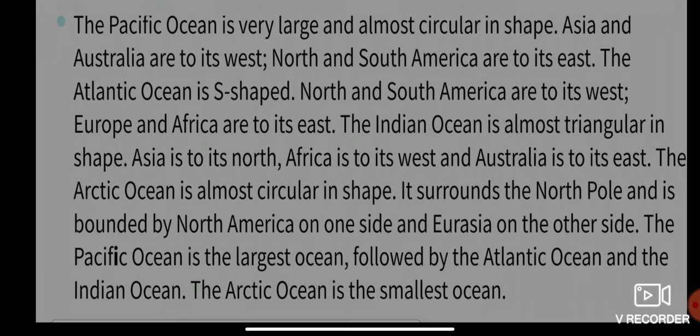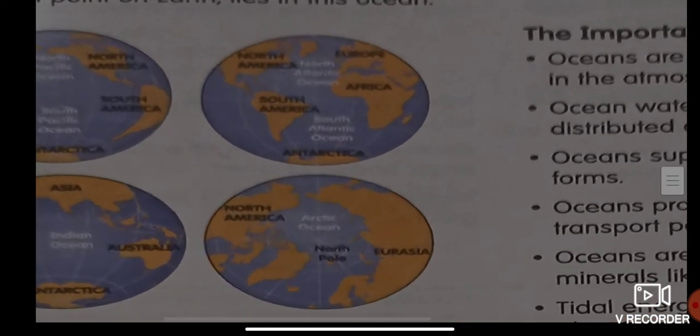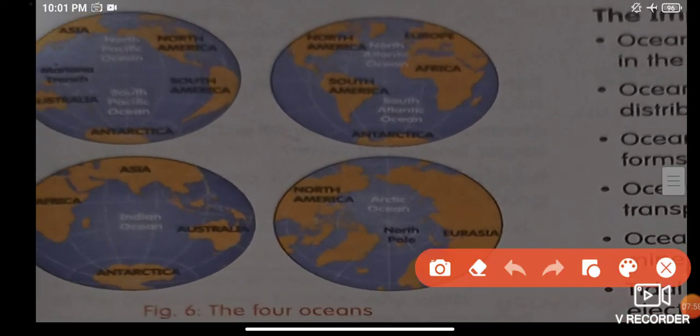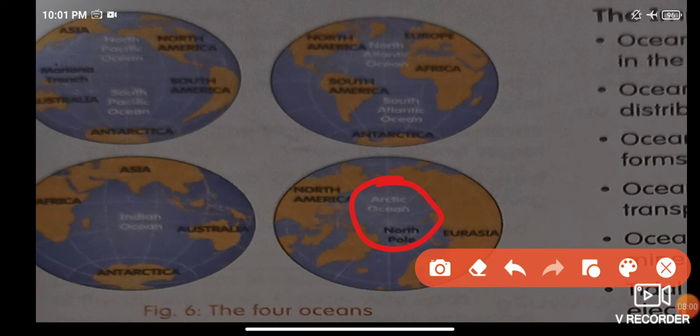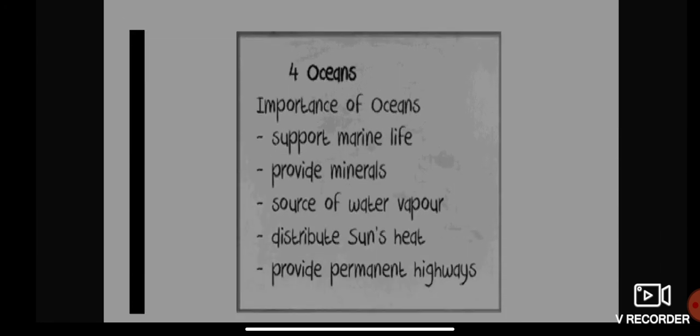The Pacific Ocean is the largest ocean out of all the four oceans, followed by the Atlantic Ocean and the Indian Ocean. The Arctic Ocean is the smallest ocean, and the Pacific Ocean is the largest ocean. All right, I hope you get it. So these are the four oceans.